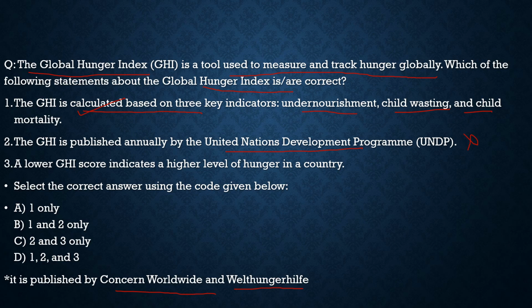The third statement: a lower GHI score indicates a higher level of hunger in a country. No, a lower GHI score indicates a lower level of hunger in a country. So this is also incorrect. So with respect to this question, the correct statement is statement 1 only. With this, the correct option is option A.